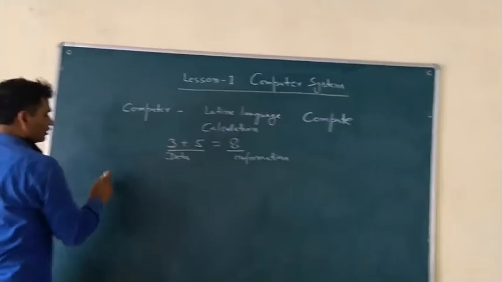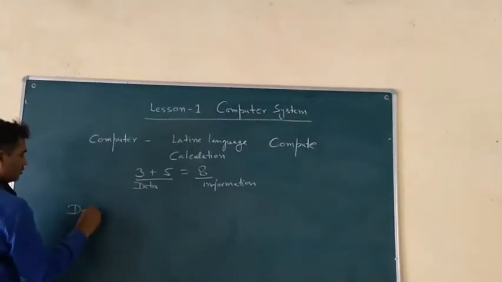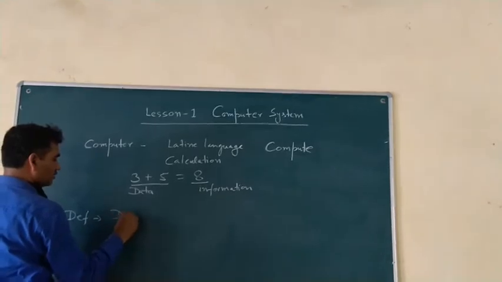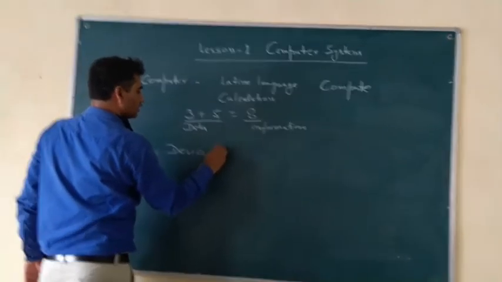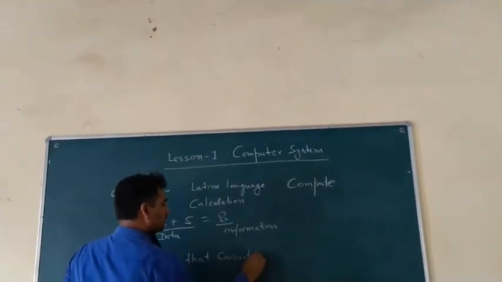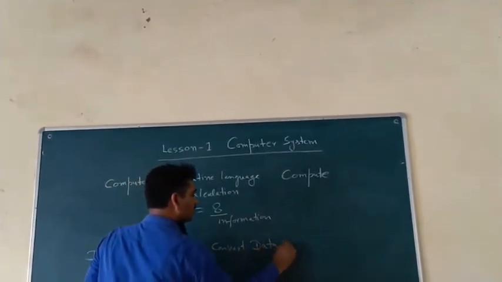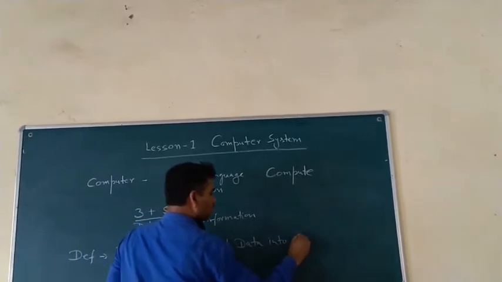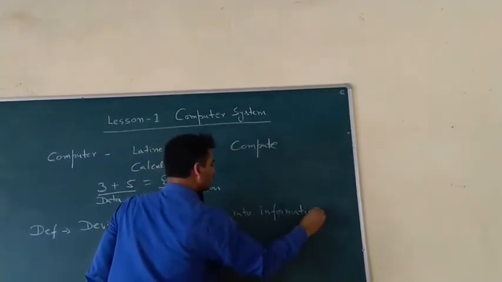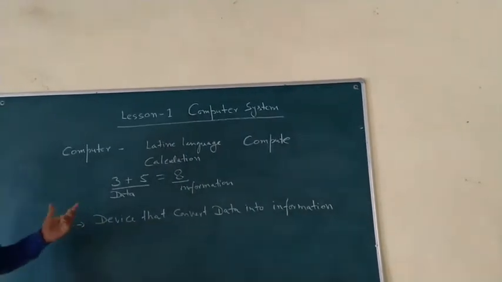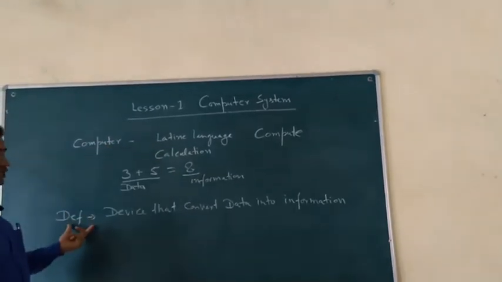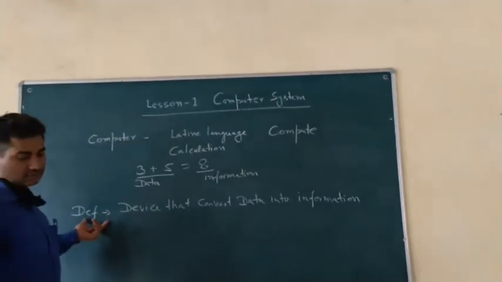So how is this computer defined? It is a device that converts data into information. The device that converts data into information is called a computer. This is the definition of the computer system.